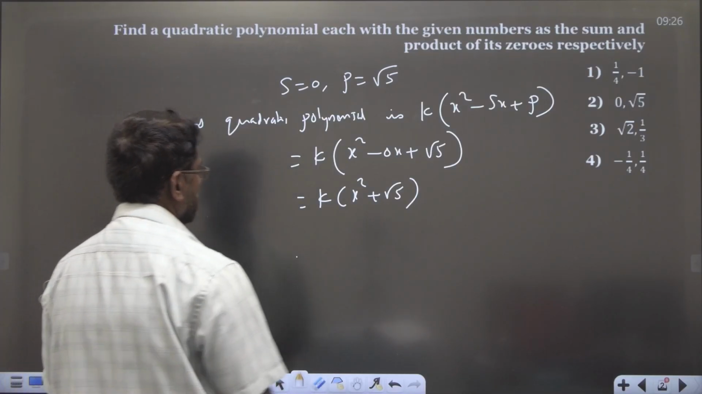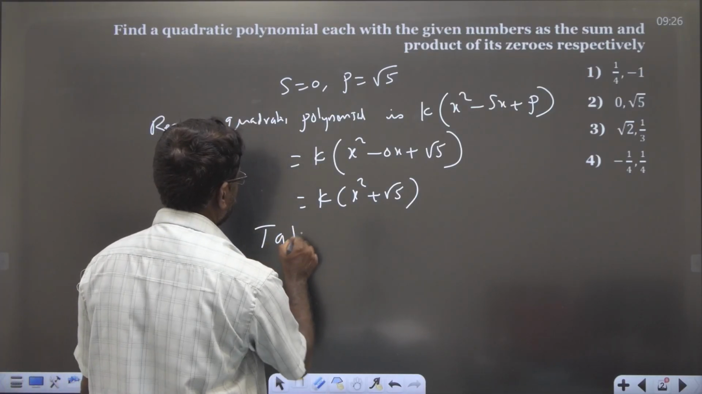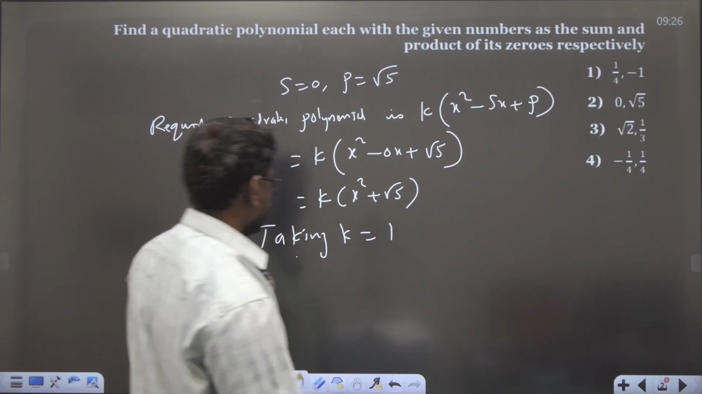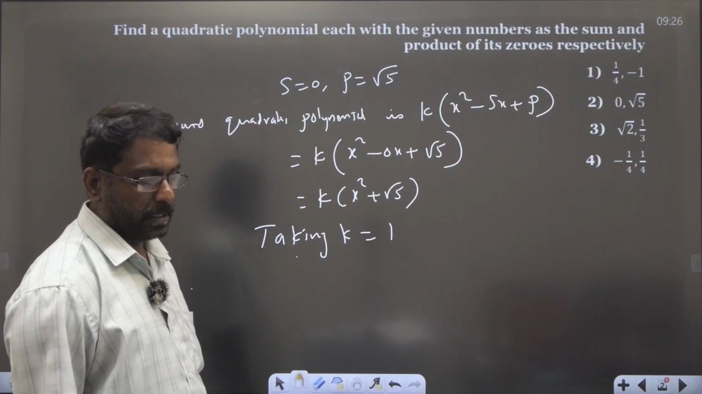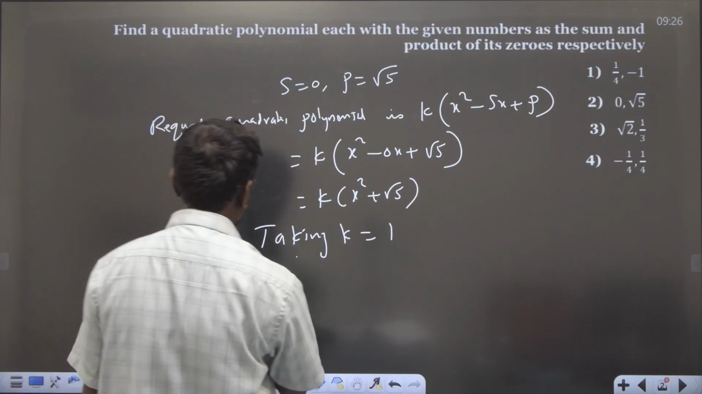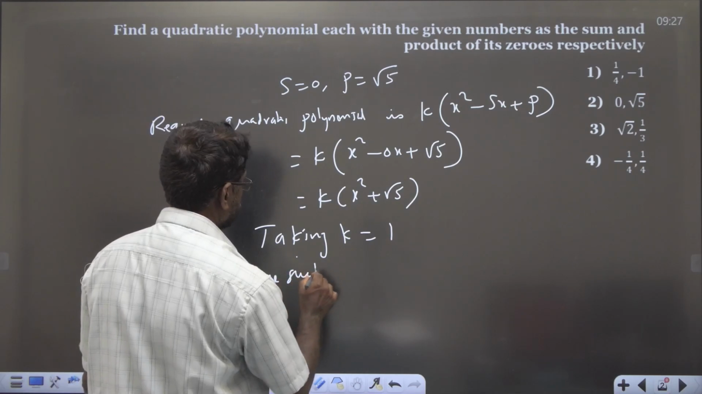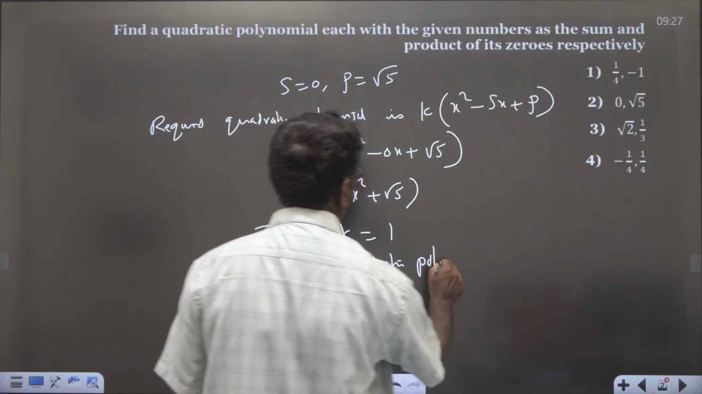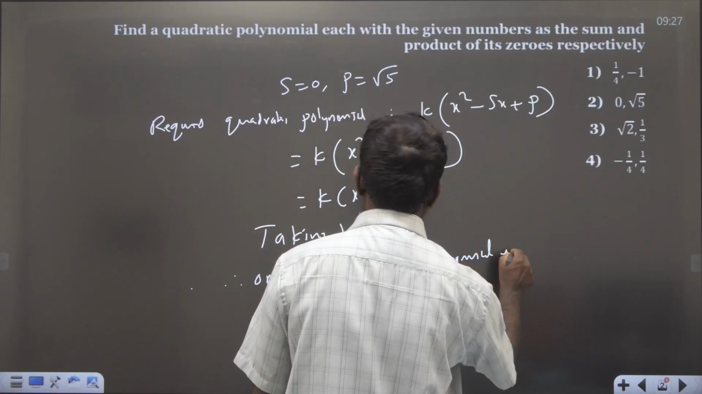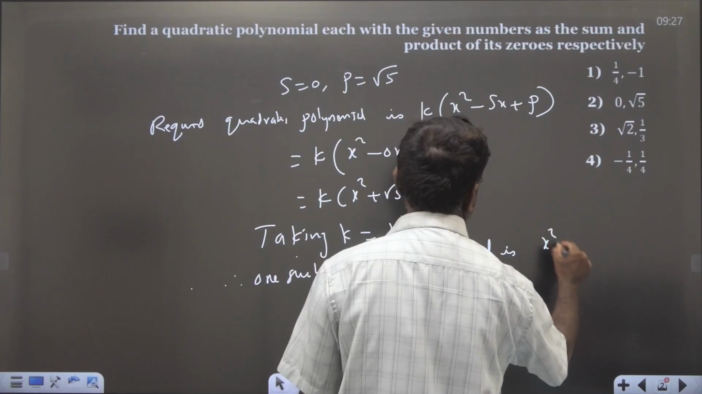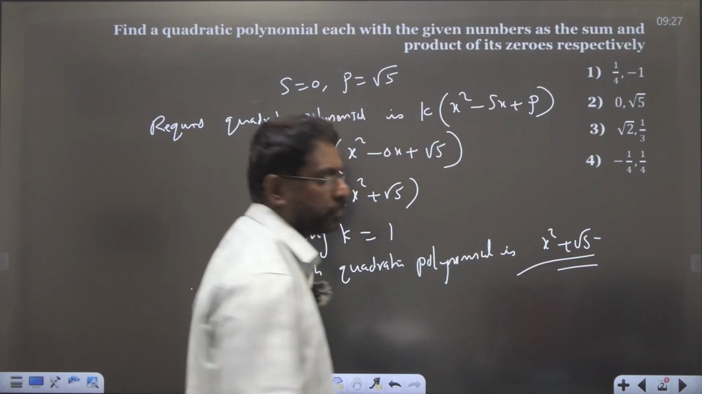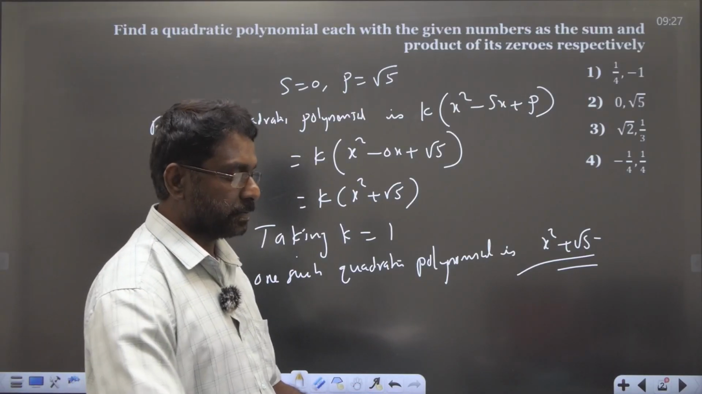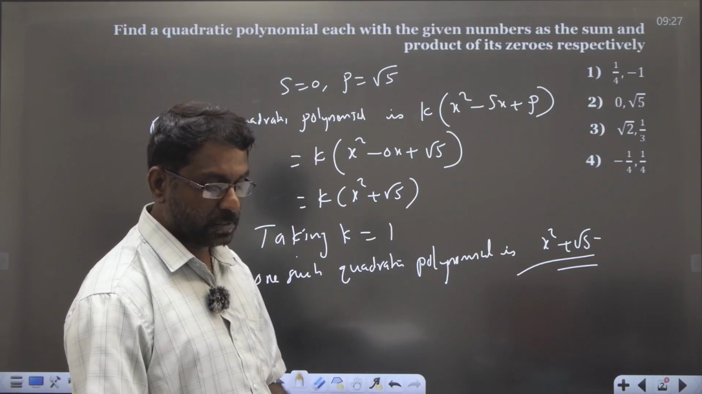Taking k equal to, here how can we cancel k? Here the denominator is 1, so we can take k as 1. Taking k equal to 1, therefore one such quadratic polynomial is x square plus root 5. One such quadratic polynomial is x square plus root 5.